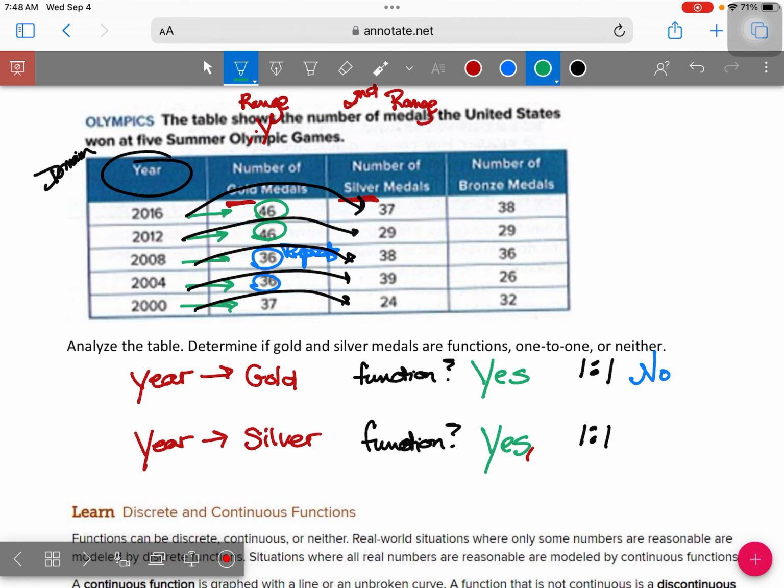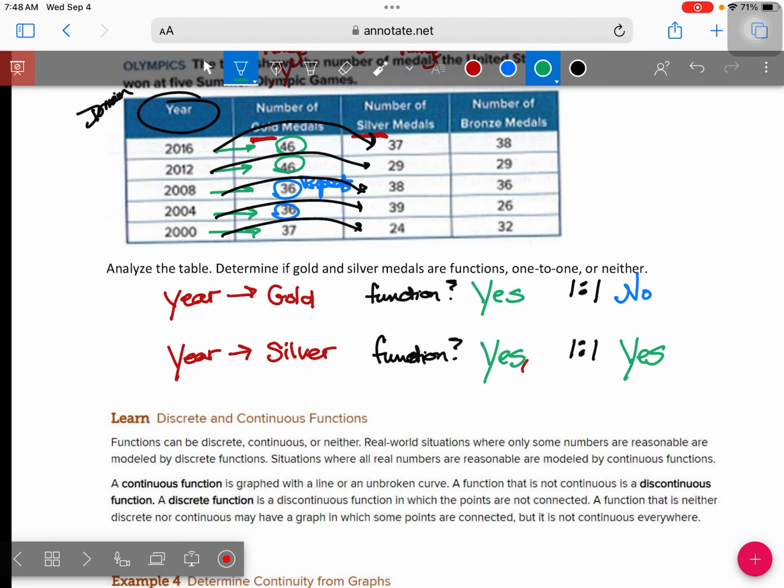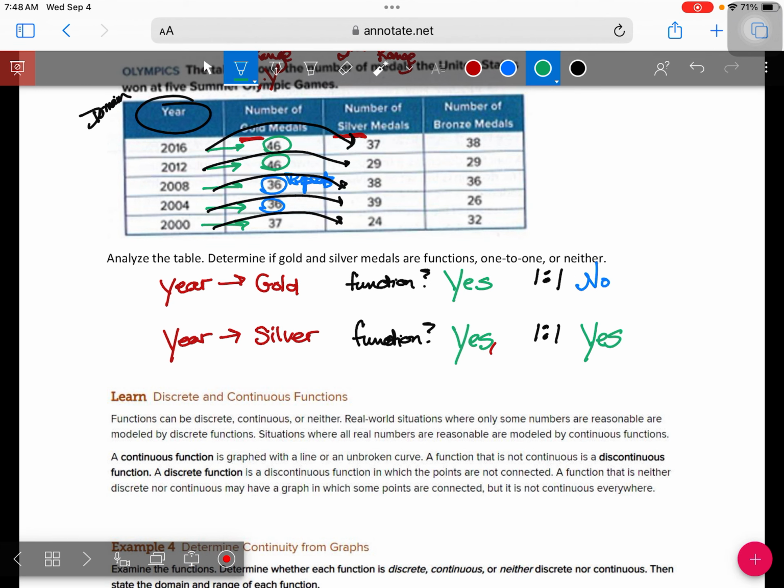And then as you look in the silver medals, are there any repeats? I don't see any repeats. And you got to check that carefully. So that means this is also a yes. So yes, it's a function. Yes, it is one-to-one. And the bronze, we're not going to worry about the bronze, even though we have that. We could do it. We don't really have time. Any questions about that?